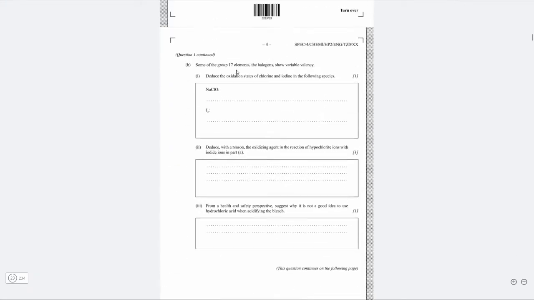Okay, next question. Some of the group 17 elements, and so on. Deduce the oxidation states of chlorine and iodine in the following species. We know that because oxygen is very electronegative, it's usually always -2 in oxidation state, except for some circumstances where it's not, for example, if it's bonded to fluorine.